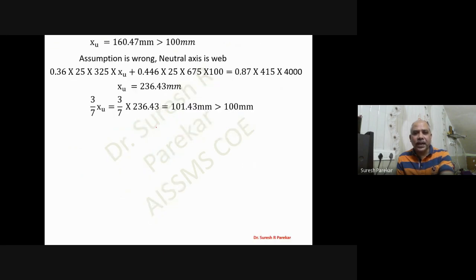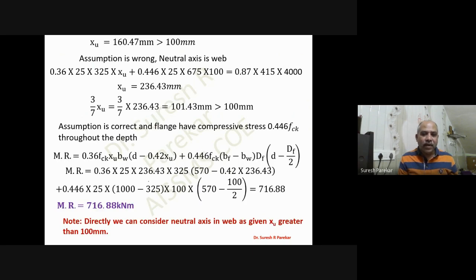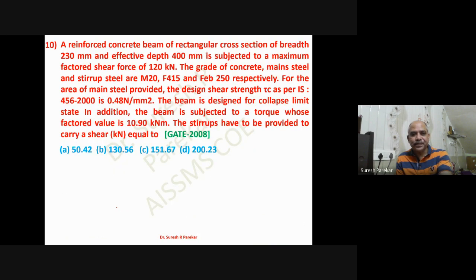So now that part we have repeated over here, and then we have the MR part. Now you can see this. First we have considered this rectangular section, and for this rectangular section we have the lever arm d minus 0.42 xu, and then we have the second part, that is the flange without web, and we have to multiply it by the lever arm, which will be d minus df by 2. And here we have considered df because we have 0.446 fck throughout the flange, and from this we get the value 716.88 kilonewton meter, just as we have seen.